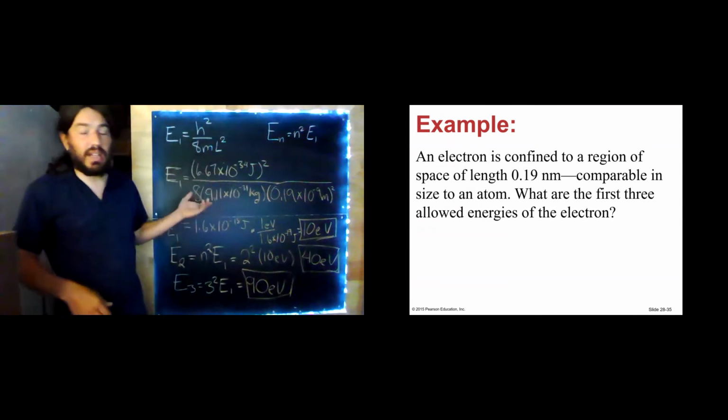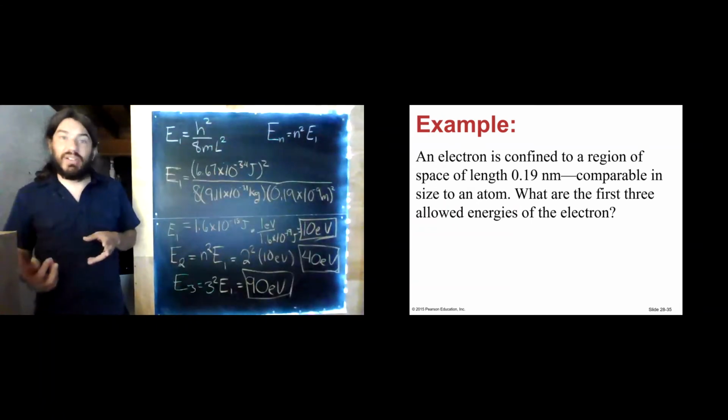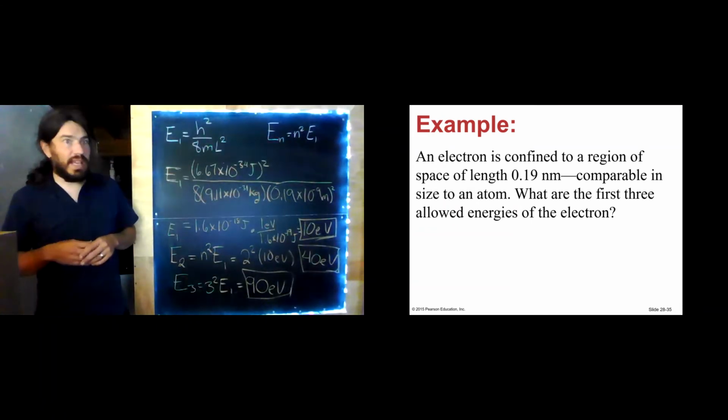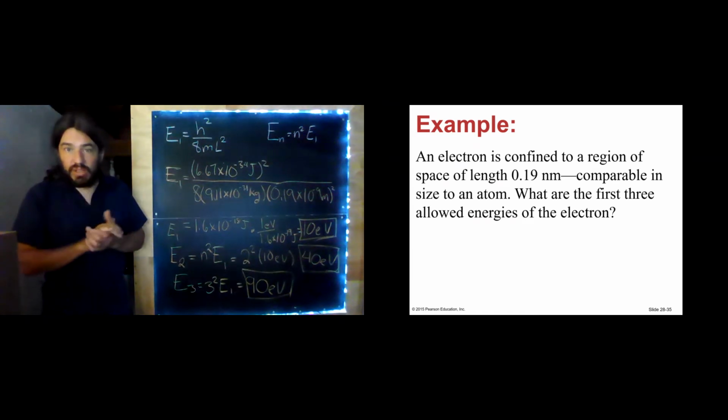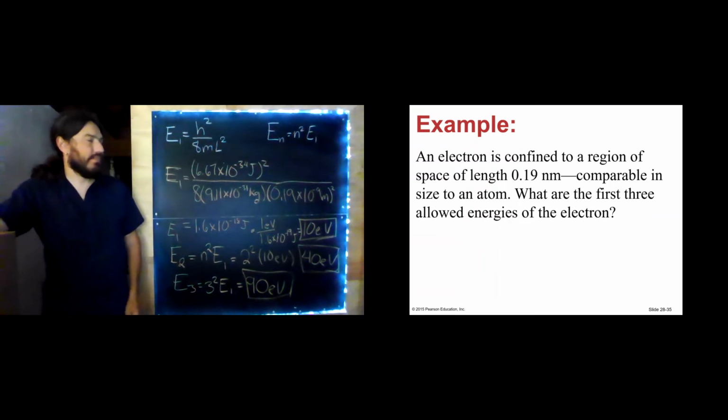And this is just a real basic model, right? We could think of a hydrogen atom as being an electron trapped in a spherical box. We're going to do that in the next chapter.